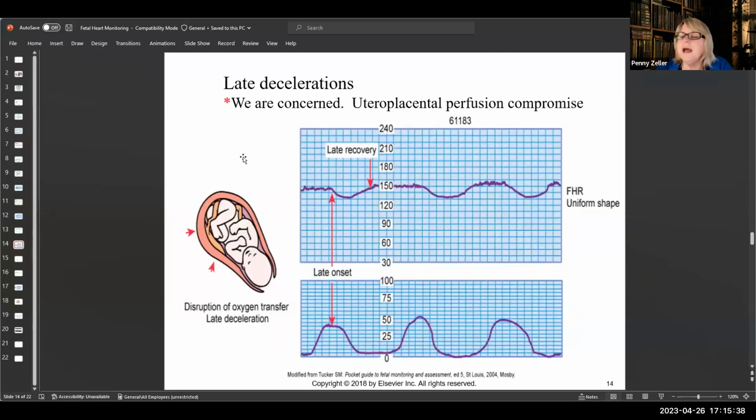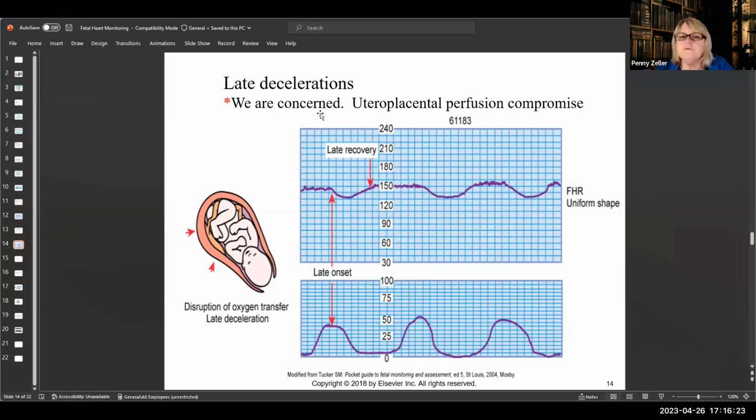But if the baby's heart rate begins to drop in the middle of the contraction, so these aren't mirroring one another, and this is happening after the contraction has reached the peak, it's late. It means during the contraction, the placental blood flow wasn't sufficient for the fetus. For some reason, it wasn't able to keep the baby oxygenated. So late decelerations we're concerned about. There's a compromise between the uterus and the placental perfusion.